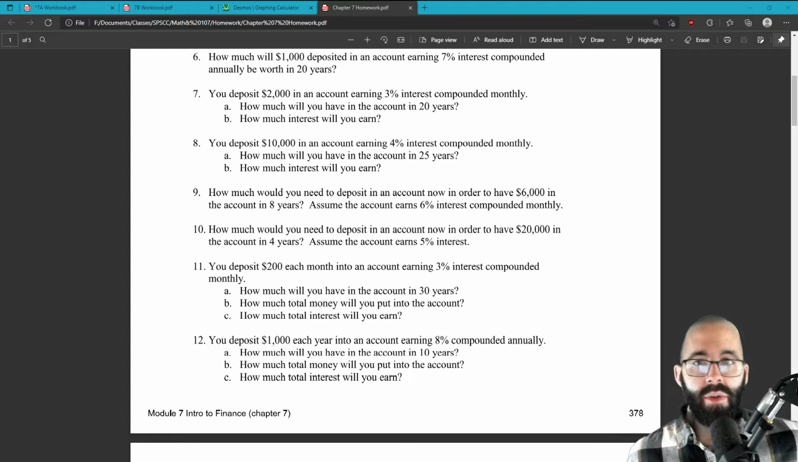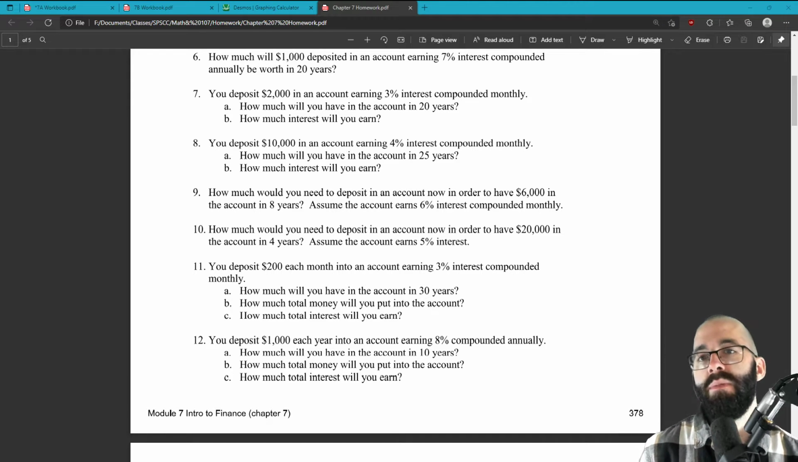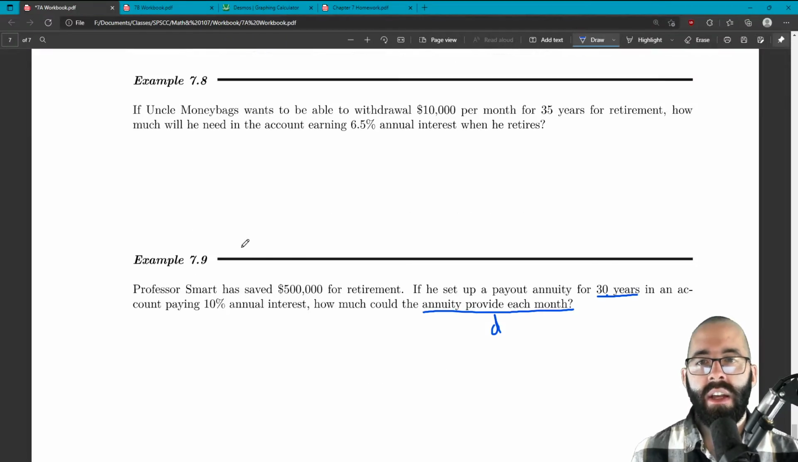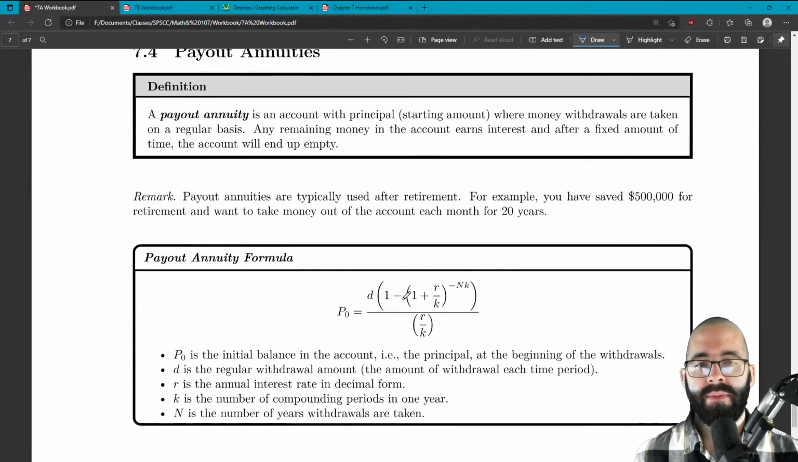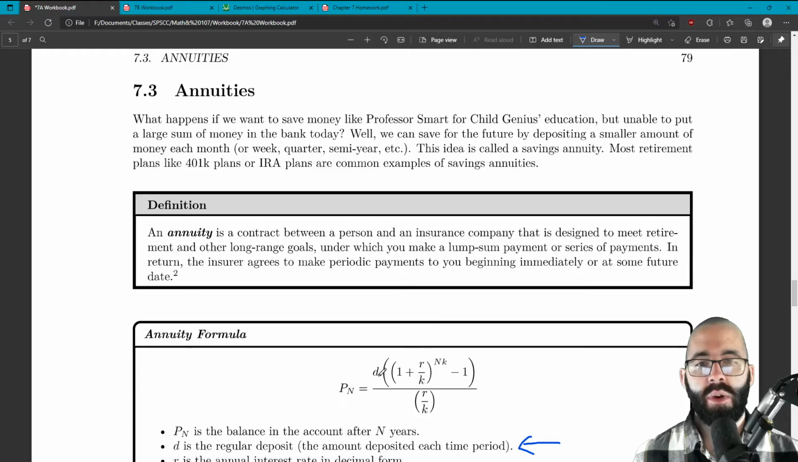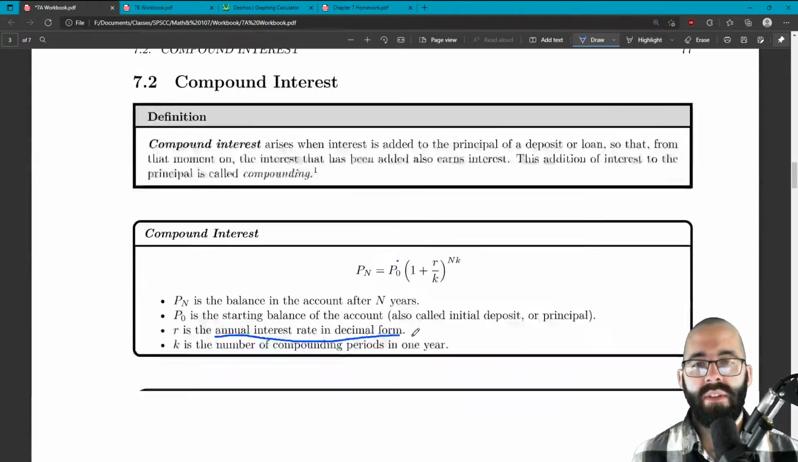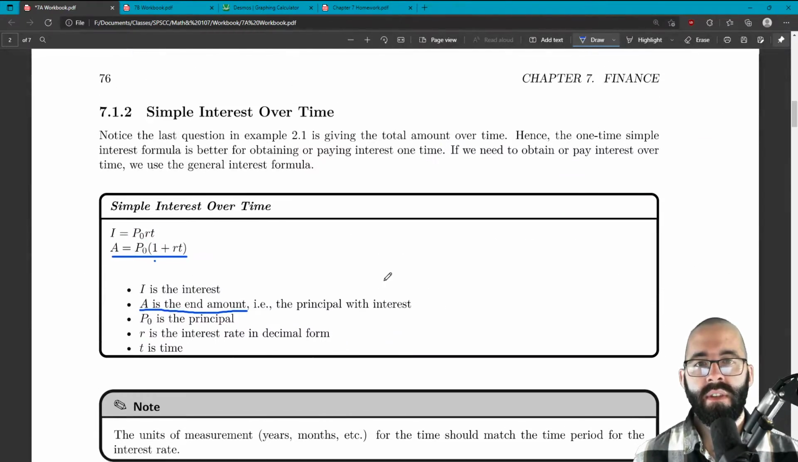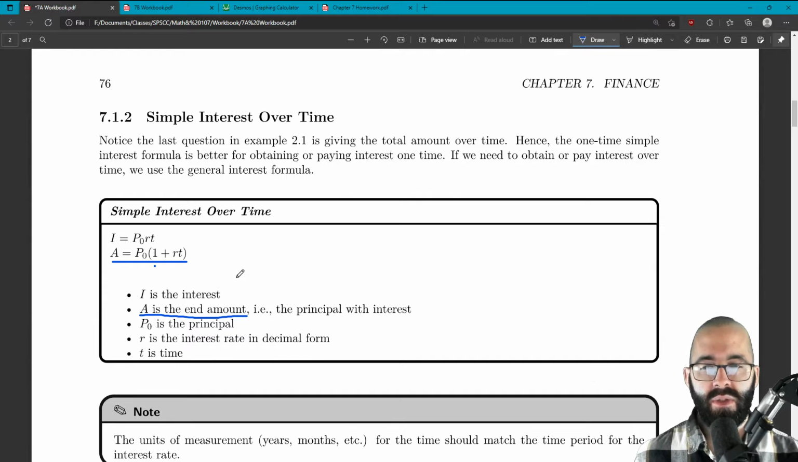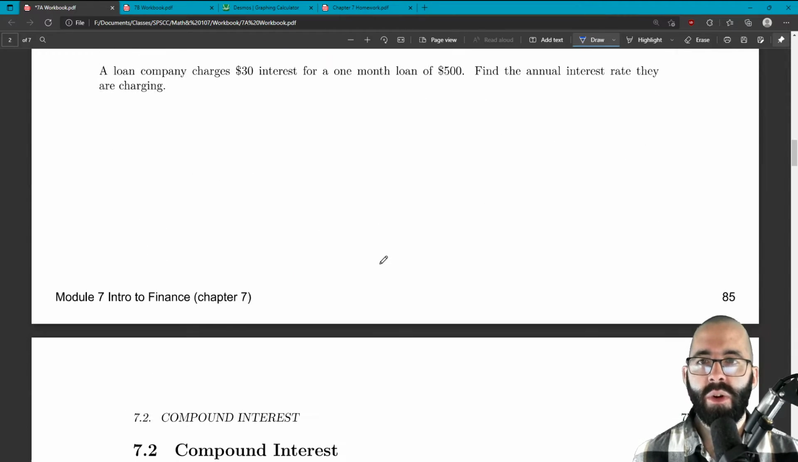All right, so here we're going to do three problems from the homework, and help identify when you use which formula, because we have a lot, right? We have the payout annuities formula, the annuities formula, the compound interest formula, and then the simple interest formula. And we had two of these, but you can just always use the simple interest over time formula.